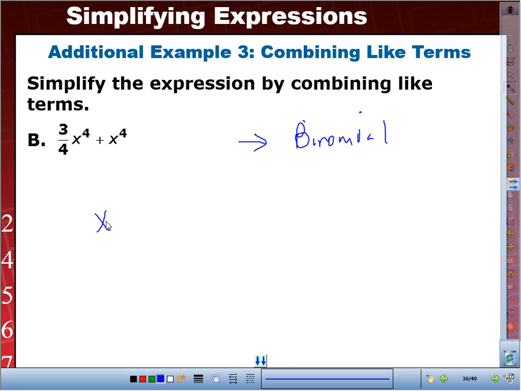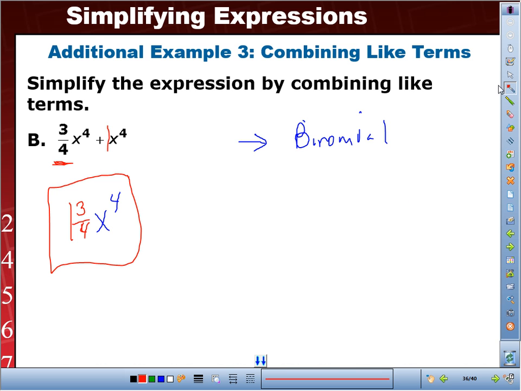Yes, so we write whatever they have alike. There it is, that's what they have alike. And we're going to focus on the coefficients. What's the coefficient of this one? 3/4. What is the coefficient of this one? So what is 1 plus 3/4? 1 and 3/4. So far so good? Okay, let's do another one.